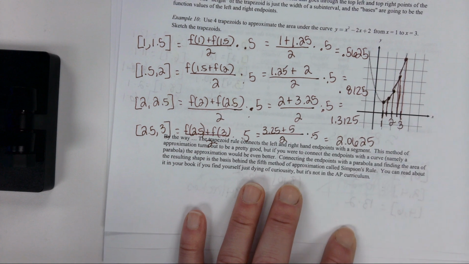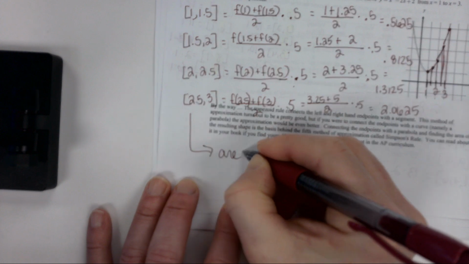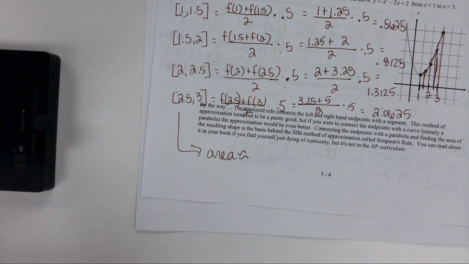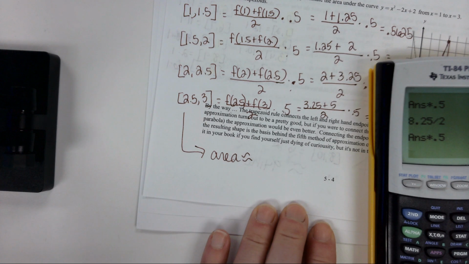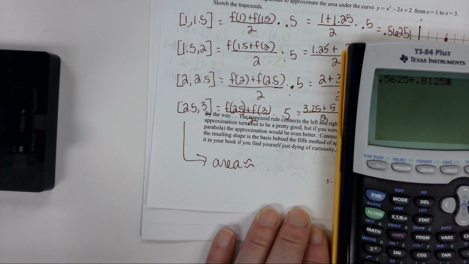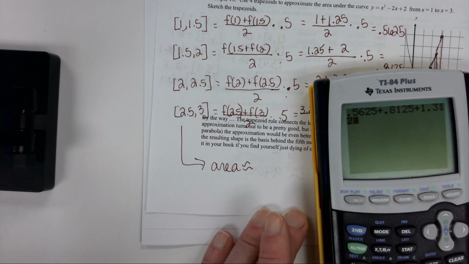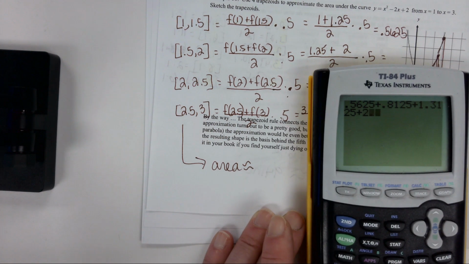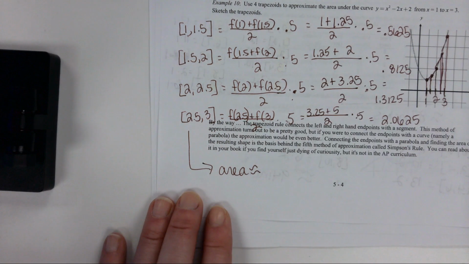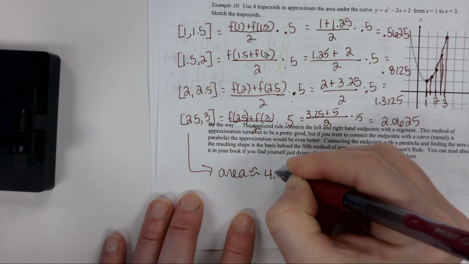Okay. Now let's do our area under the curve is approximately, let's add them together. I got 4.75. Can somebody confirm? Okay. Yeah. Is the area under the curve.